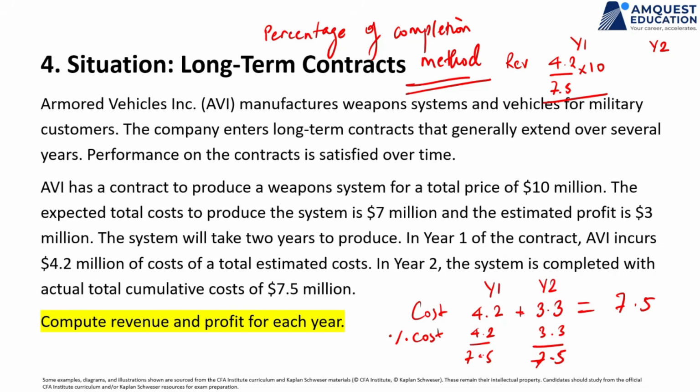And year 2 revenue, if we have to do it on a year by year basis, will effectively mean 3.3 upon 7.5 into 10. So you will have two different revenue numbers. Total will obviously be $10 million, right? And let's just quickly do this. I'll just pull out my calculator.